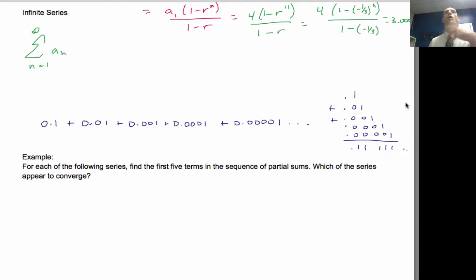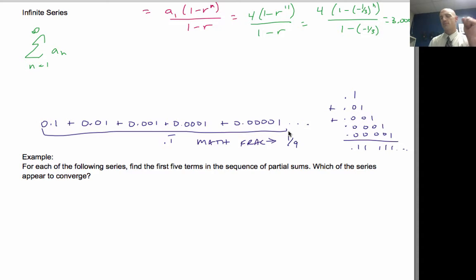And so this 0.1 would be repeating. So I have this infinite series is equal to 0.1 repeating. When you do math frac on your calculator for fraction, what you get is that's equal to 1/9 if you put in enough ones. Well, how is this possible?